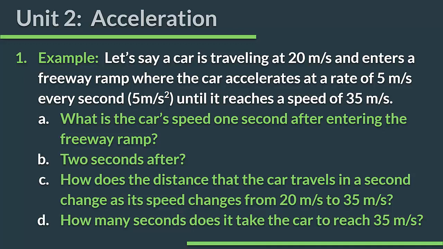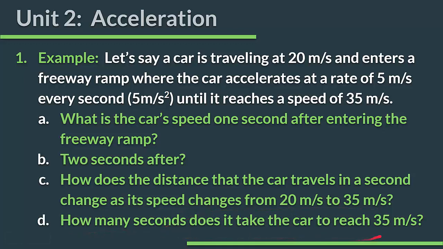Think back to that motion map, or the dot diagram on your test. Those dots were all evenly spaced because last unit everything was constant velocity. But if we're dealing with something like this, those dots would be getting farther and farther apart, or those arrows would be getting longer and longer, because you're going from a slower speed where you're only going 20 meters each second to a faster one where you're going 35 meters each second.